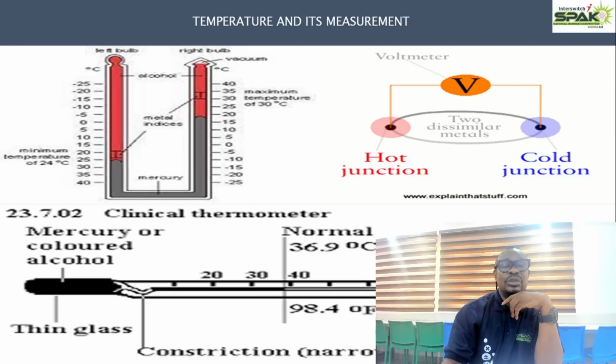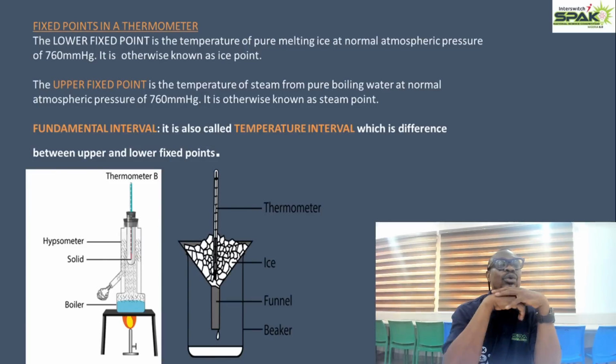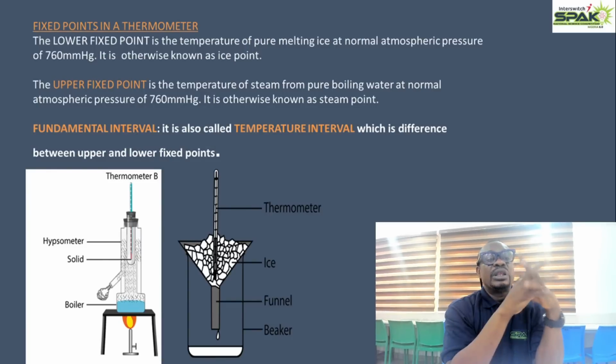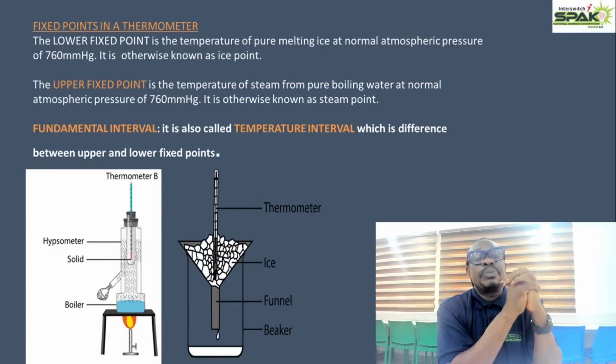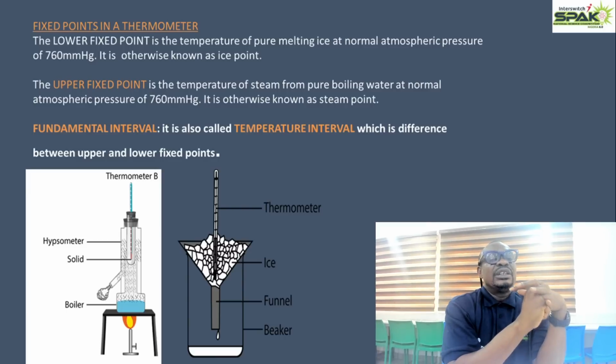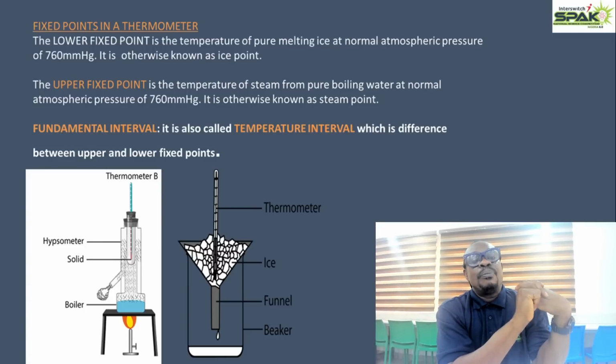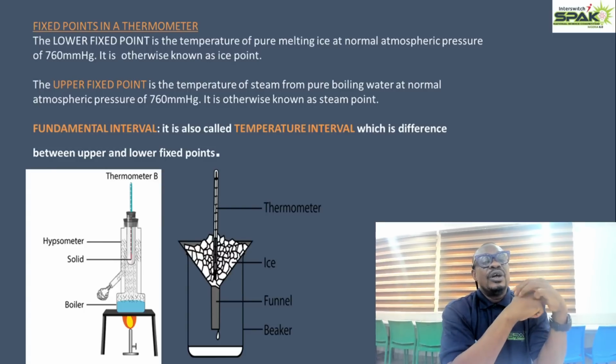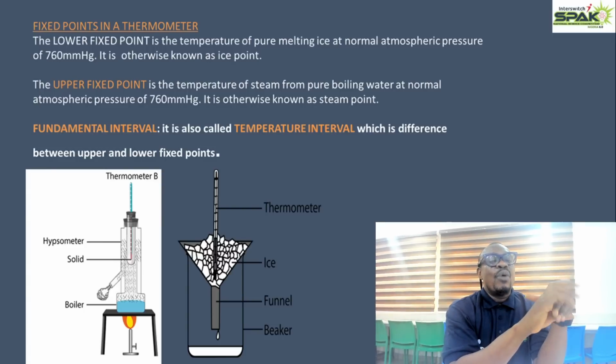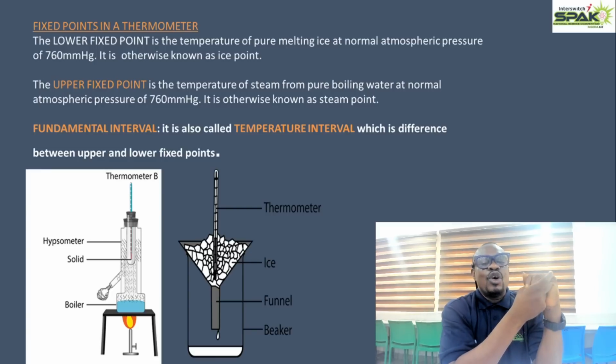Quickly, on the first note, there are two fixed points of a thermometer. A thermometer is generally used for measuring temperature, and every temperature scale has two important points. We have the upper fixed point and the lower fixed point. So what then is the upper fixed point? The upper fixed point is the temperature.